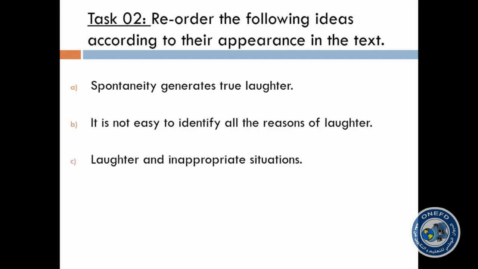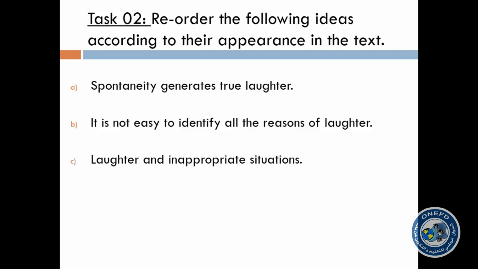So let's move on to the second task. Reorder the following ideas according to their appearance in the text. So you have 3 ideas. Remember, the text is composed of 3 paragraphs, and you have 3 ideas in this order. So we have to order them according to their appearance in the text.